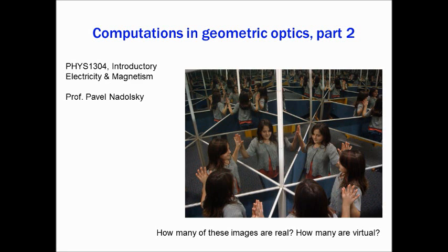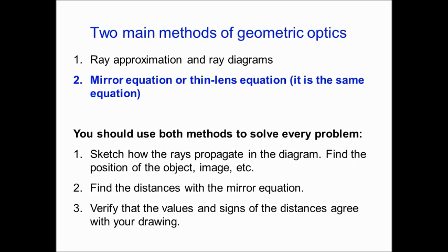This is part 2 of our lectures on computations in geometric optics. In part 1, we discussed basic principles of drawing ray diagrams and using ray approximation. Now let's talk about the second method based on the mirror equation, or as it is also called, the thin lens equation. Both methods are needed for solving the problems in your homework assignments.